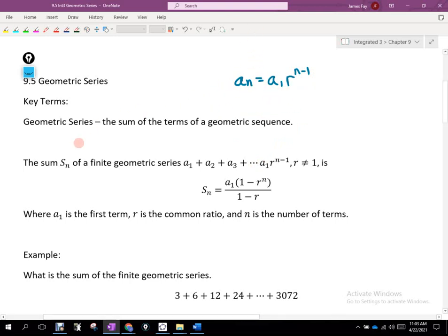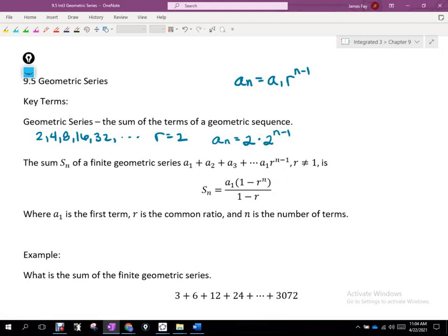So we saw things like 2, 4, 8, 16, 32. So r in this case would be 2, right? Take this one, multiply by 2 to get that one. Take that one, multiply by 2 to get that one. So this sequence would be found by taking a1, which is 2, times r, which is 2 as well, raised to n minus 1. That's the formula for finding that geometric sequence. We did that probably 2-3 days ago.